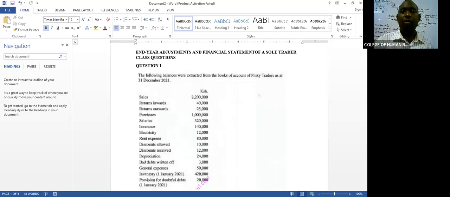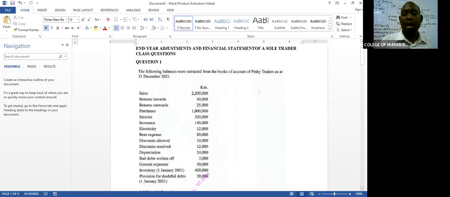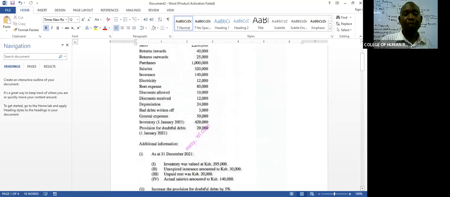Look here, there's a question. They normally come like this. The end year adjustments will always be captured as the additional information. So you are given the balances from the ledger accounts for that period, and then they come here and give you the additional information. Number one talks about inventory.